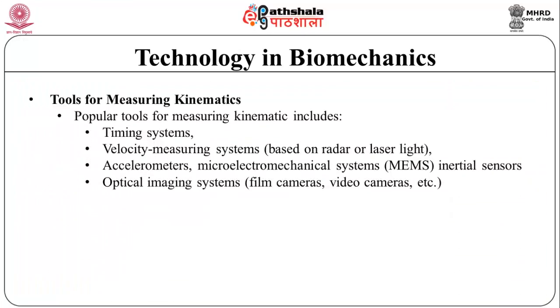Tools for measuring kinematics. Popular tools for measuring kinematics include timing systems, velocity measuring systems based on radar or laser light, accelerometers, micro electromechanical systems (MEMS), inertial sensors and optical imaging systems, which are film cameras, video cameras, etc.